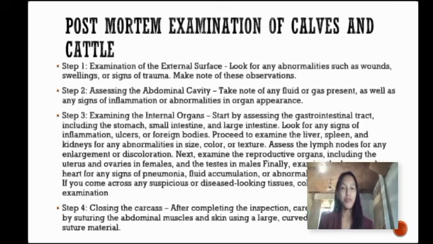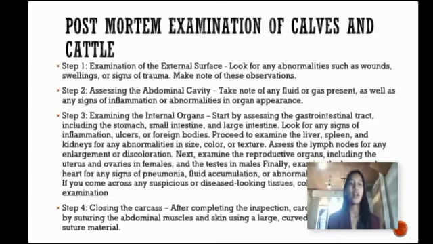Step number 4, assessing the abdominal cavity. Open the abdominal cavity by lifting and cutting the abdominal muscles and diaphragm. And also note any fluid or gases that are present in there, as well as any signs of abnormalities in the appearance of the organs. Step number 5, examining the internal organs.